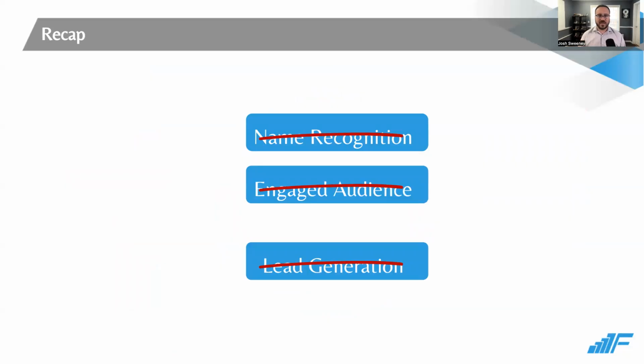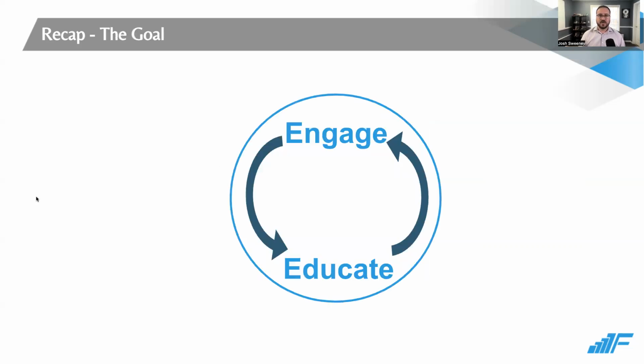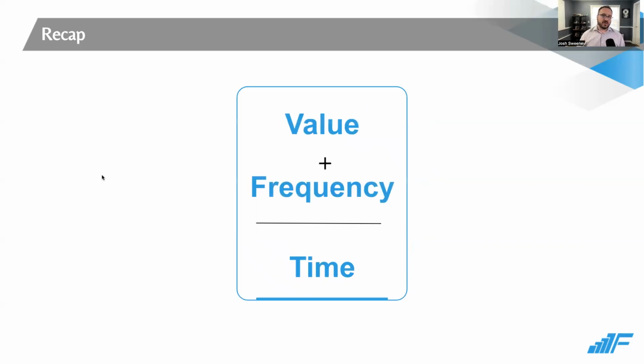If you don't have name recognition with your target audience and you don't have an engaged audience, then lead generation is probably not going to be the best goal for you. And the expectation that you're going to buy a service and get leads within the next 3 to 6 months and actually get ROI is probably not a healthy expectation. You really need name recognition and an engaged audience for lead generation tactics to work. Again, the goal of demand generation is to engage and educate, and you do that using the demand generation formula: value plus frequency over time.